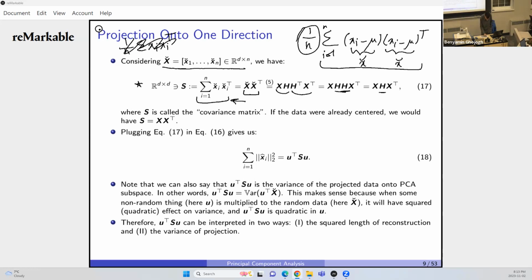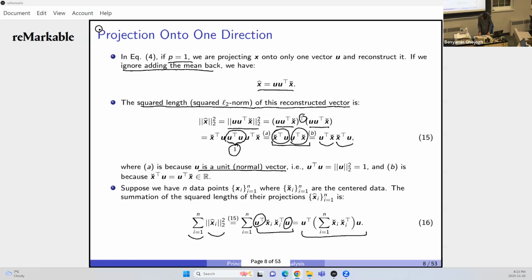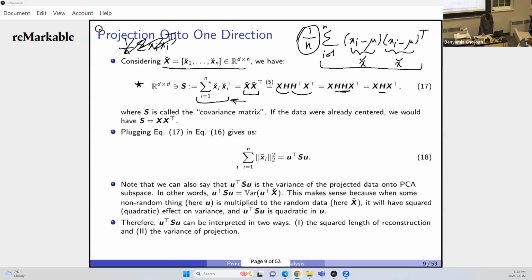So this is the covariance matrix before projection, the covariance matrix of data. Now compare this with what we have in equation 16. We just talked about it. This is S, the covariance matrix before projection. So basically, what we started from is U transpose SU. So the summation of the squared L2 norms of the reconstructed data is U transpose SU.